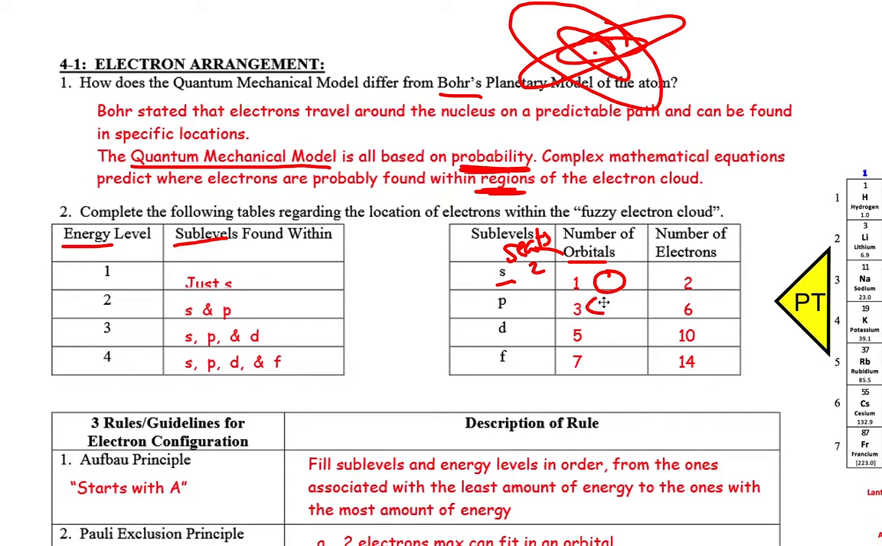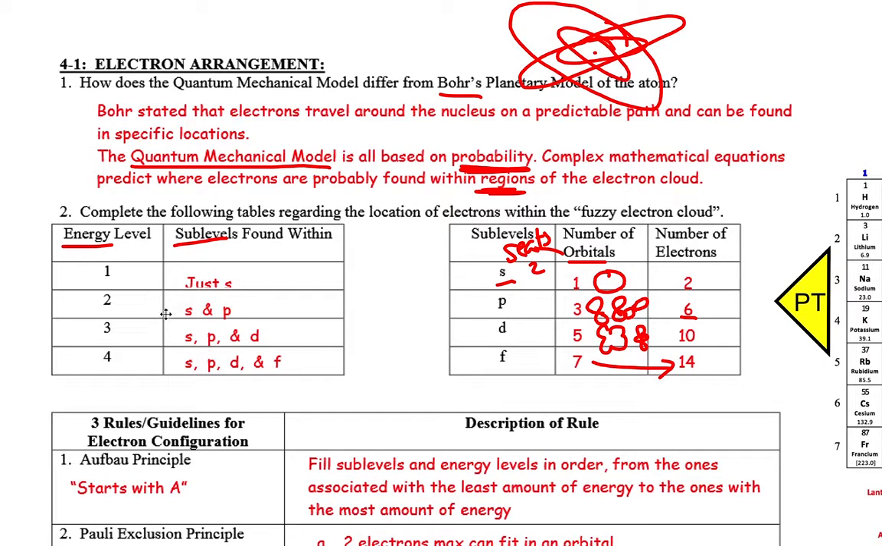The P, it's more of a figure 8. There's 3 of these orbitals. I should be drawing these on different axes. But you put 2 in each, you get 6 electrons. D kind of looks like a clover, except for the weird one in the middle there. And 2 in each, and there's 10, because there's 5 of them. And F is really complicated, but 7, and then you can put 2 in each. So you should be very familiar with the breakdown.